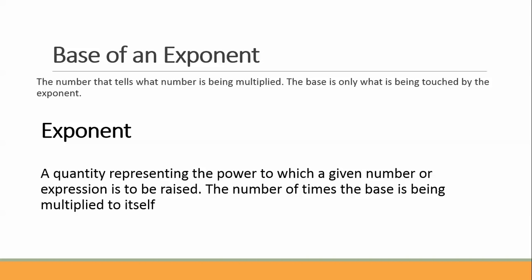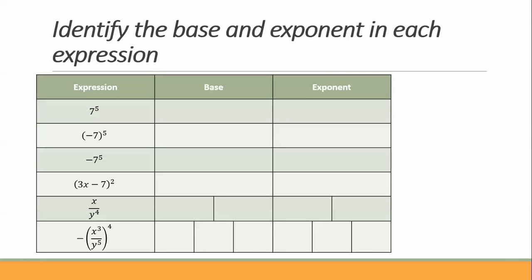The base of an exponent is the number that tells what number is being multiplied. The base is only the thing that is being touched by the exponent. The exponent is the quantity representing the power to which a given number or expression is being raised. The number of times the base is being multiplied to itself. So, here, 7 to the 5th power, our base is 7 and our exponent is 5.